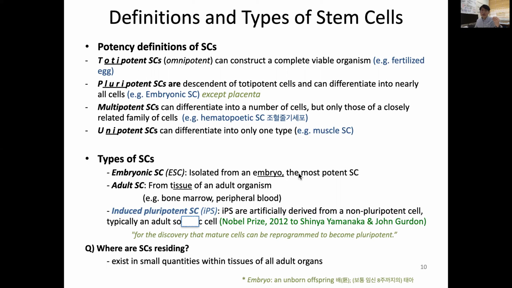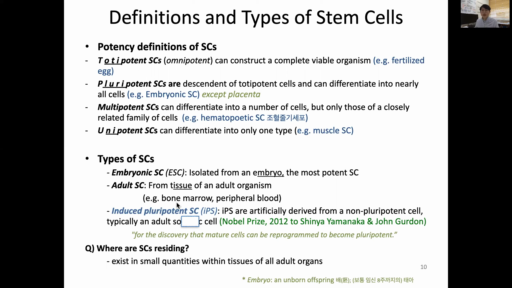So there's another breakthrough. We found the adult stem cell, which is from the tissue of an adult organism, such as, you can take out a little bit of skin from myself, and if you can make a stem cell out of this, that can be called a stem cell.